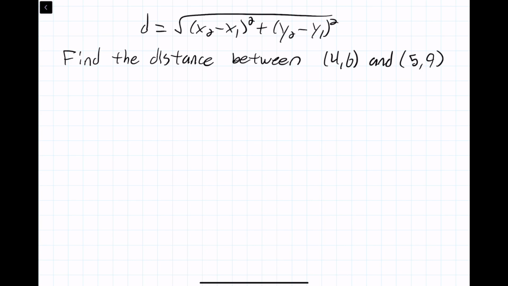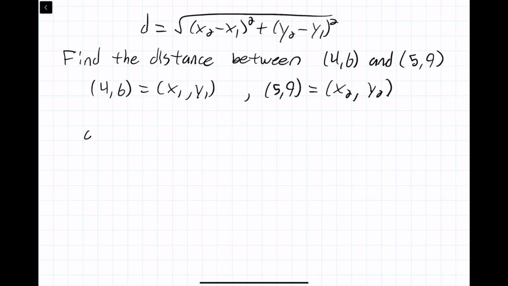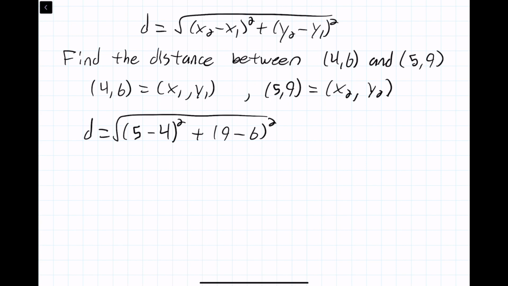So we can use the formula again for another set of points. So let's say our points are 4, 6, and 5, 9. Well, we know that 4, 6 is equal to x1, y1, and we know that 5, 9 is equal to x2, y2. So the distance formula between these 2 points is x2, which is 5, minus x1, which is 4 squared, plus y2, which is 9, minus y1, which is 6 squared, all that under the square root.